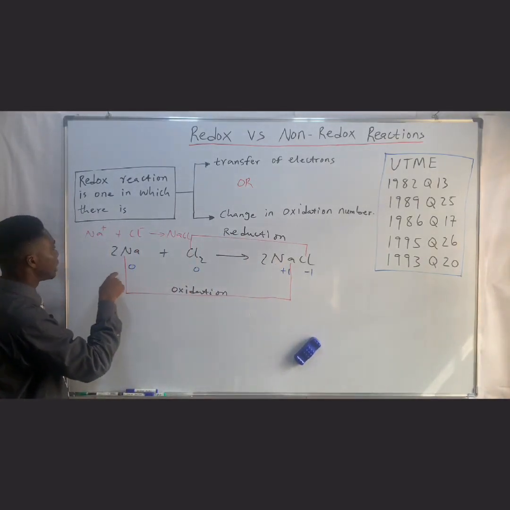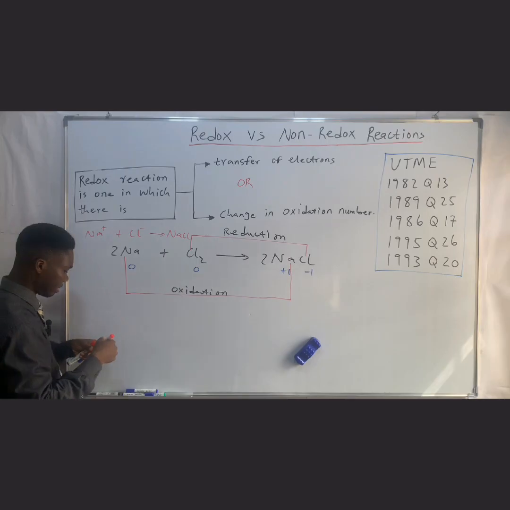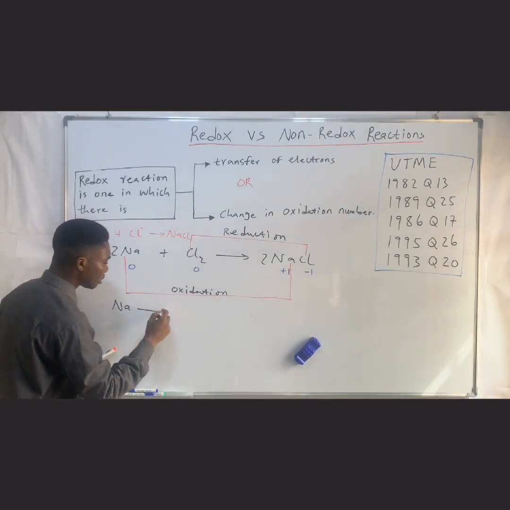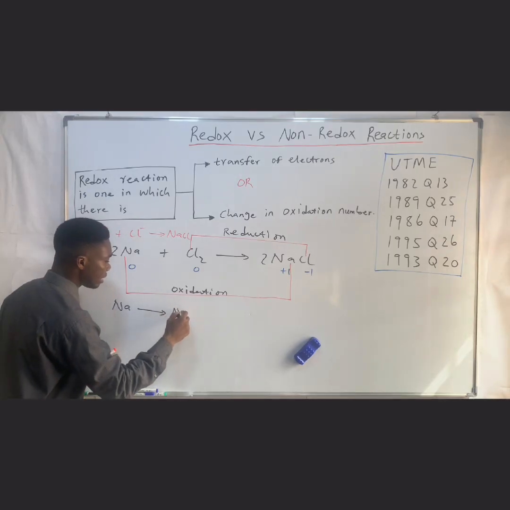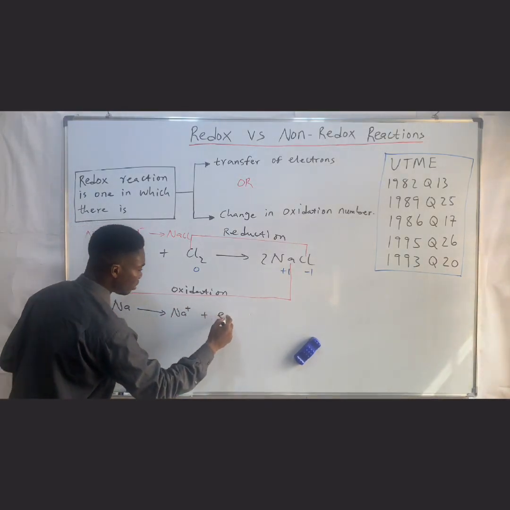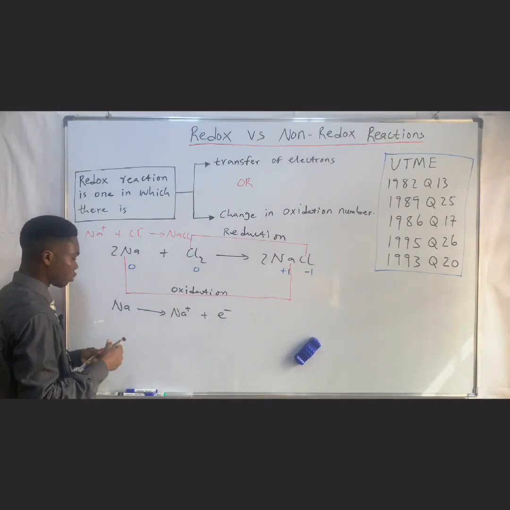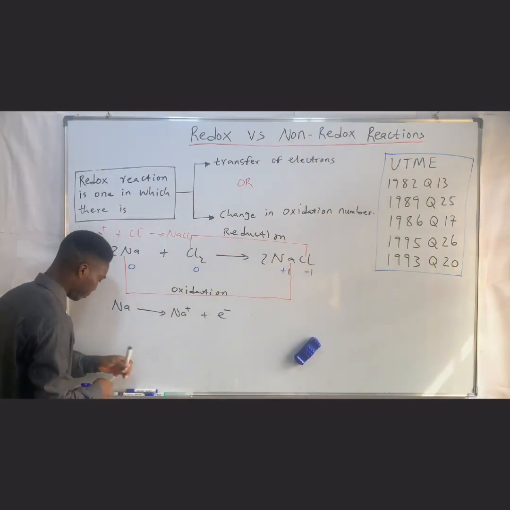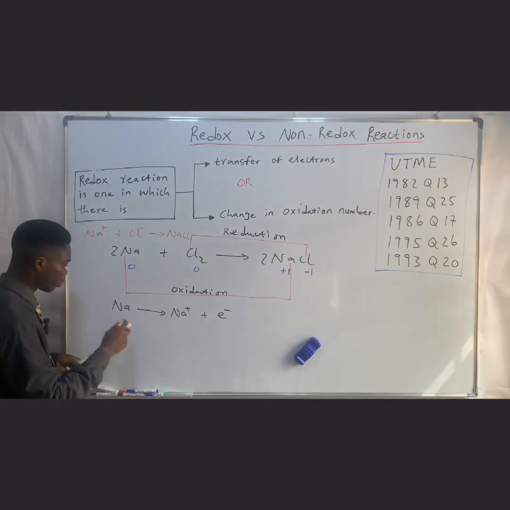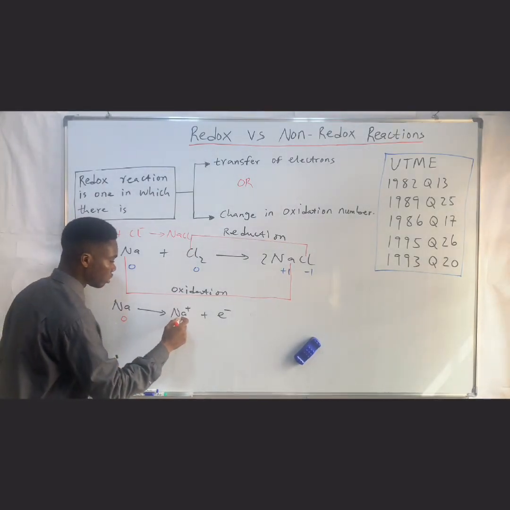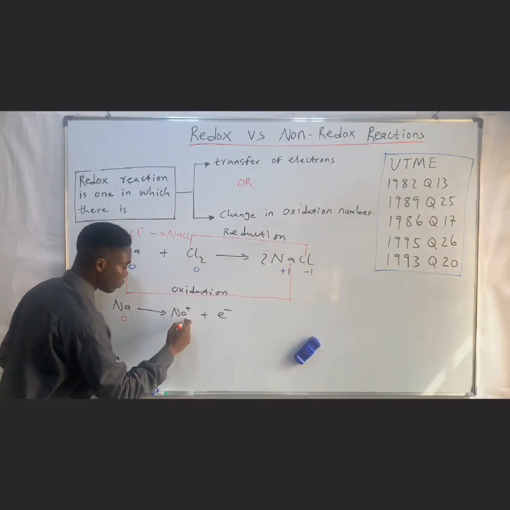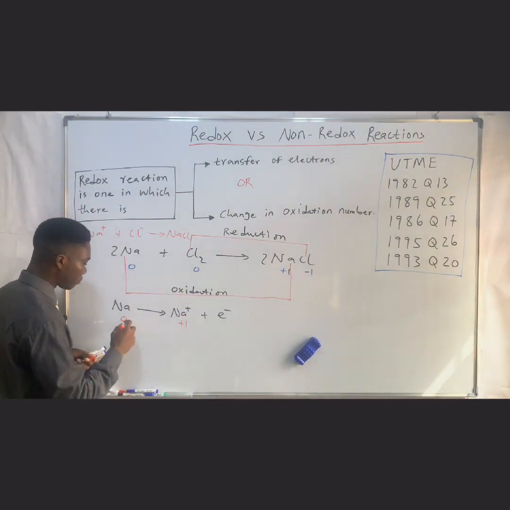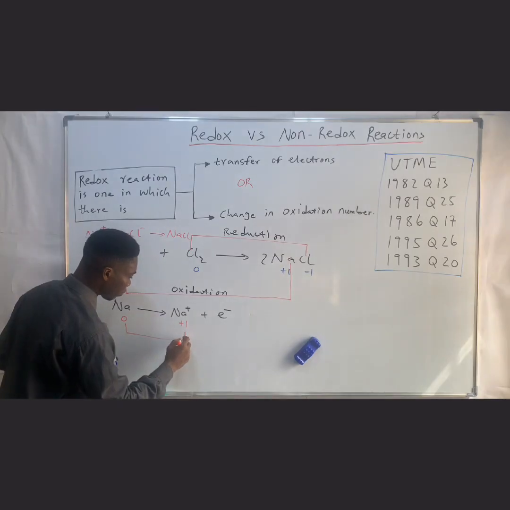So that's the reason why over here sodium was 0, and over here sodium is what? +1. Because when sodium was like this, let me bring it out here. When sodium is like this, when it loses an electron, it becomes what? Na+ plus e-. This is the electron it loses. So here sodium has oxidation number of 0, while here sodium has oxidation number of what? +1.